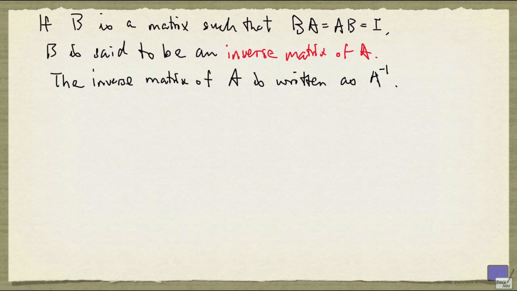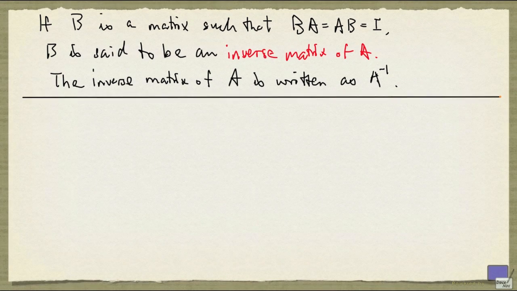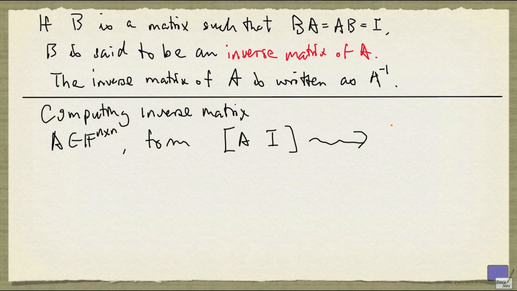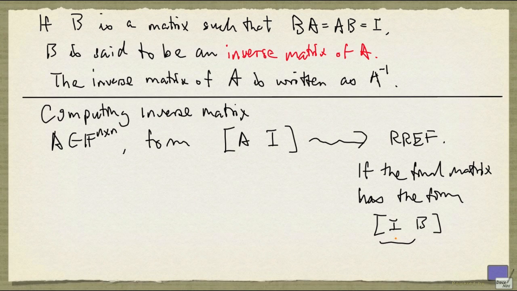Now we're going to look at a way to compute inverse matrices. Say you're given an n by n matrix A, and you first form the matrix A extended by the columns of the identity matrix. And you transform this into a matrix in reduced row echelon form. If the final matrix has the following form, the first n columns give you the n by n identity matrix, then the last n columns will give you A inverse.